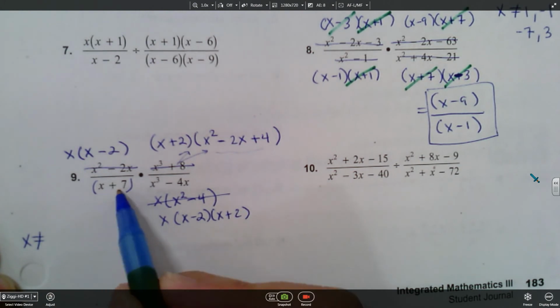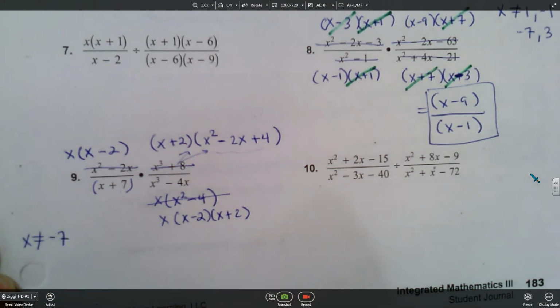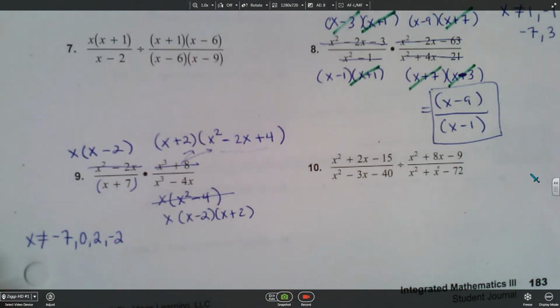Look at the denominator. This first one, you can say, oh, I can't use the -7. I can't use a 0 from this one. I can't use a +2. And I can't use a -2. These are the x's you cannot use in this equation because they make the denominator 0.